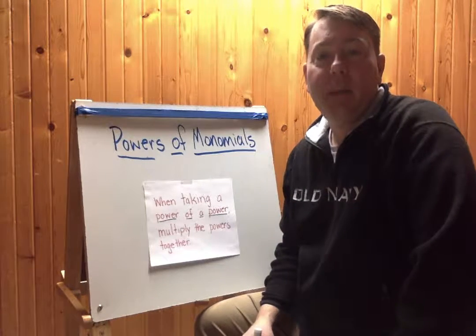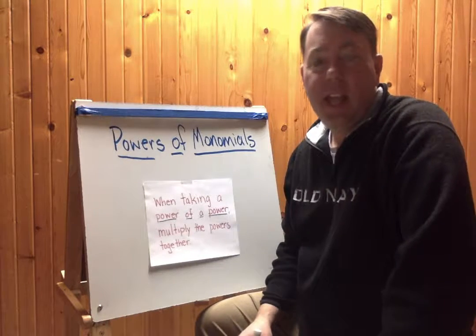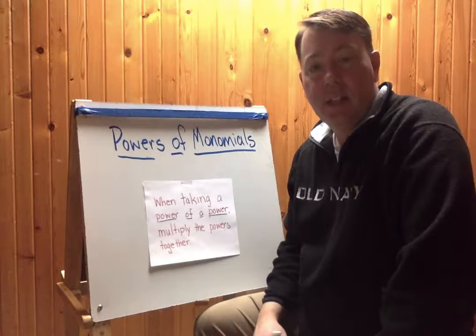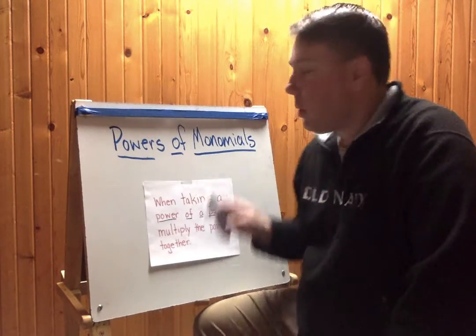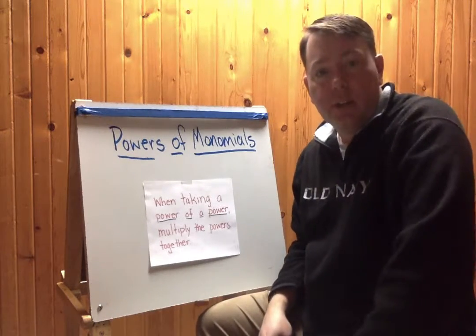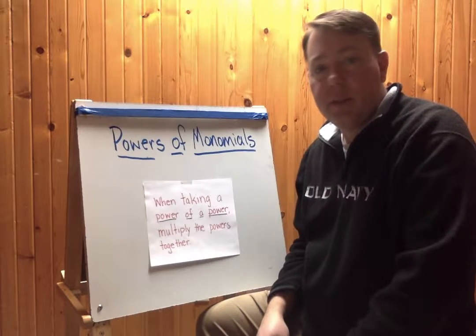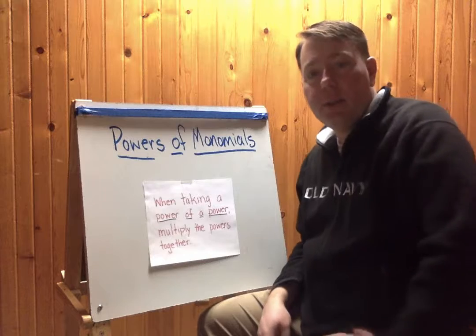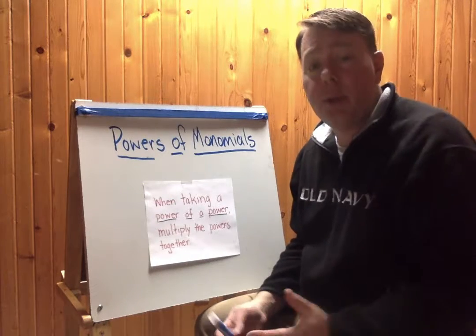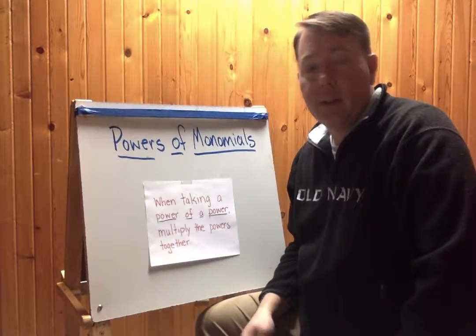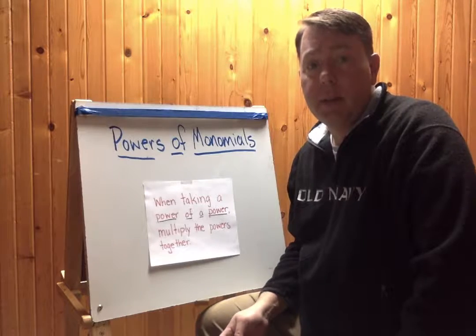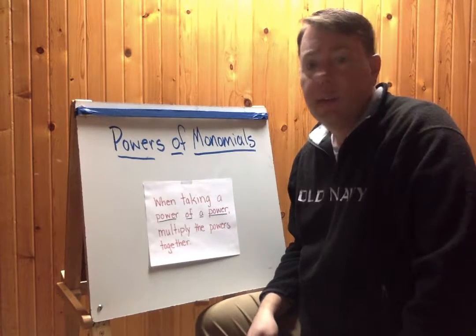Hi, today we're going to talk about powers of monomials, and this topic relates to what we did yesterday. First of all, let's review the word monomial. A monomial is either going to be a number, a variable, or a product of numbers and variables. The example I gave yesterday was that a monomial could be the number 2, or the variable x, or a product of 2 and x, which is 2x.